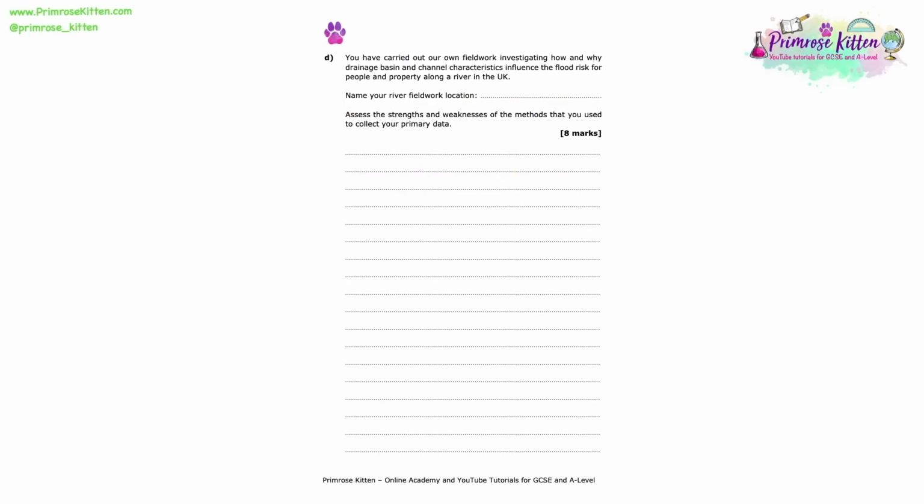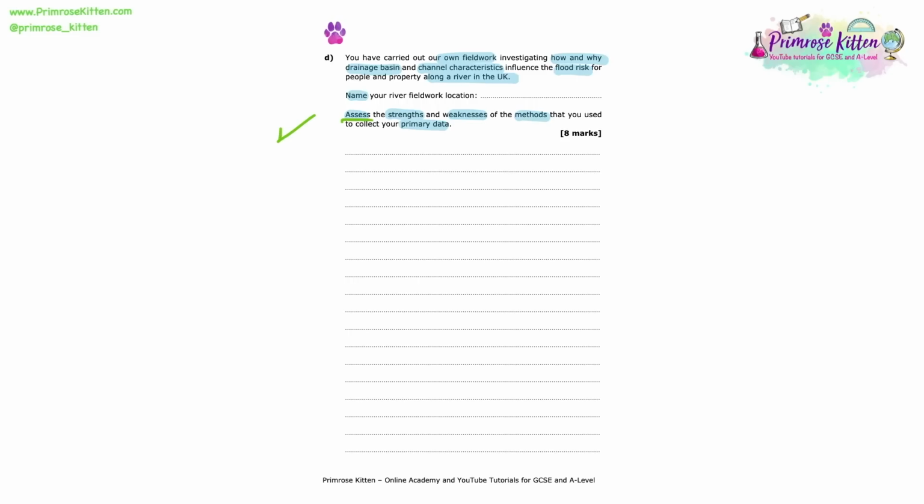Part D. You have carried out your own fieldwork, investigating how and why drainage basin and channel characteristics influence the flood risk for people and property along a river in the UK. You first of all need to name your river fieldwork location, and then assess the strengths and weaknesses of the methods that you use to collect your primary data for 8 marks.